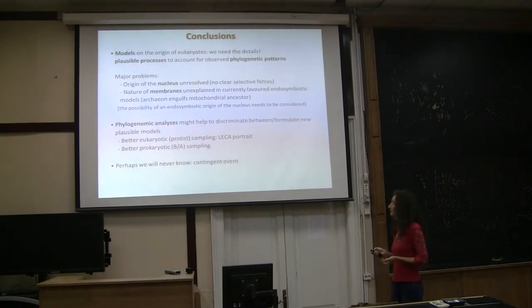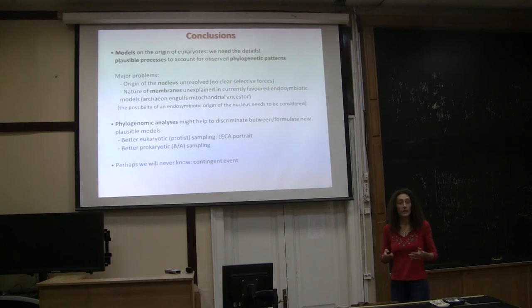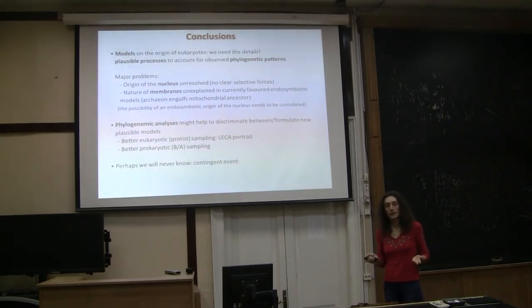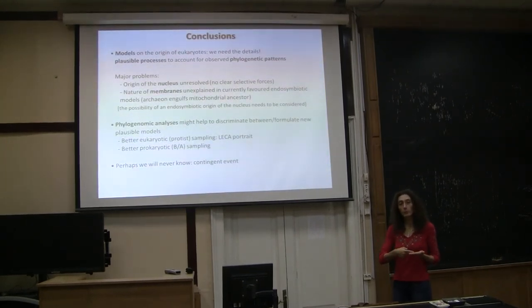So in summary, models on the origin of eukaryotes need the details. Many people are making phylogenetic analyses. That is fine, but if you do not propose a plausible pathway for the process leading to the origin of eukaryotes, you may have problems like this one. What explains the origin of the nucleus? What explains the origin or the nature of the membranes in today's eukaryotes? These are the two major questions that remain open.